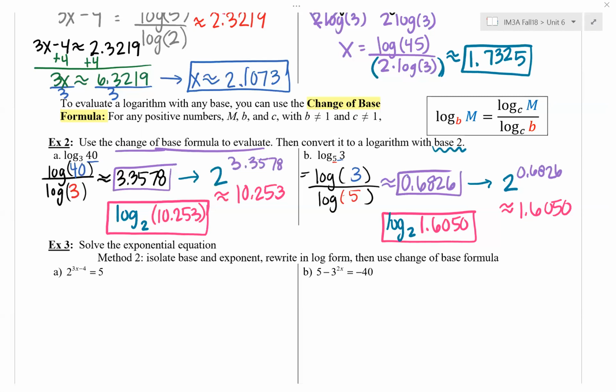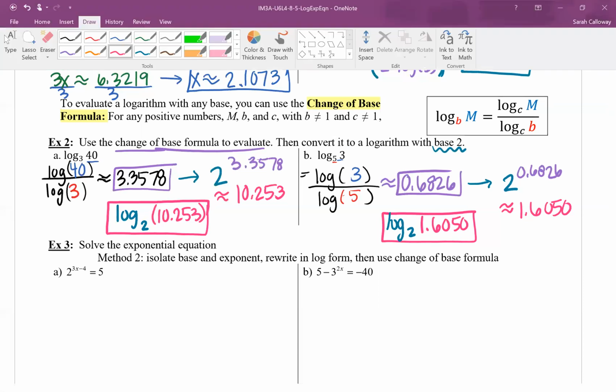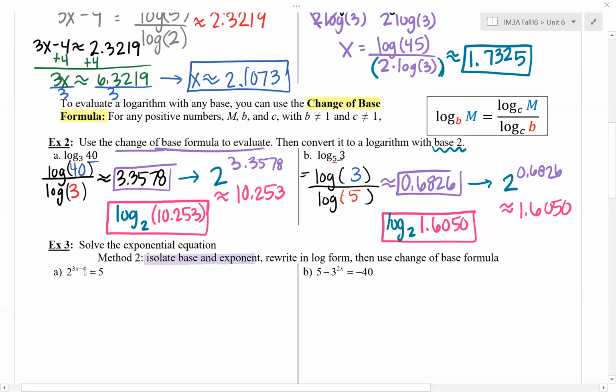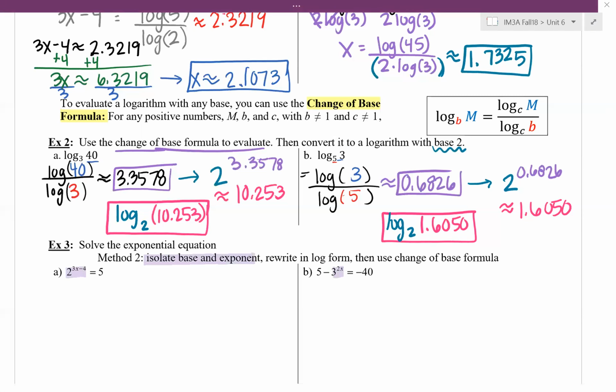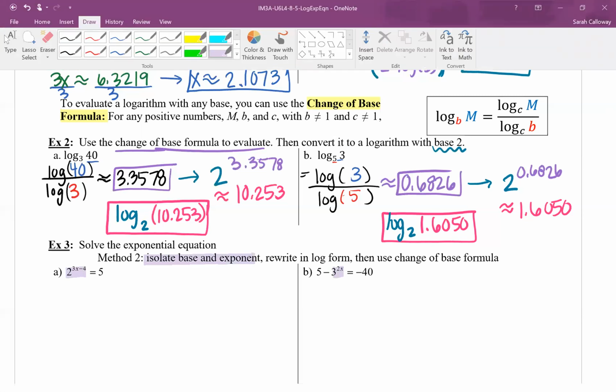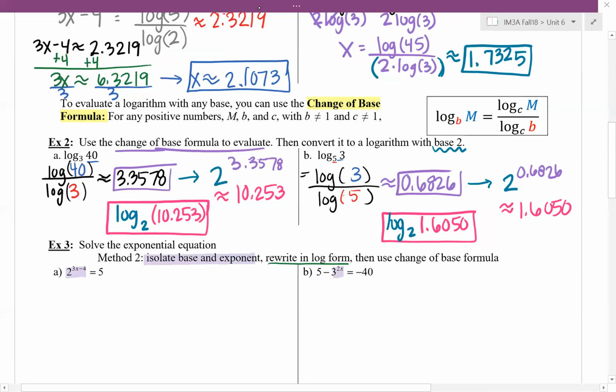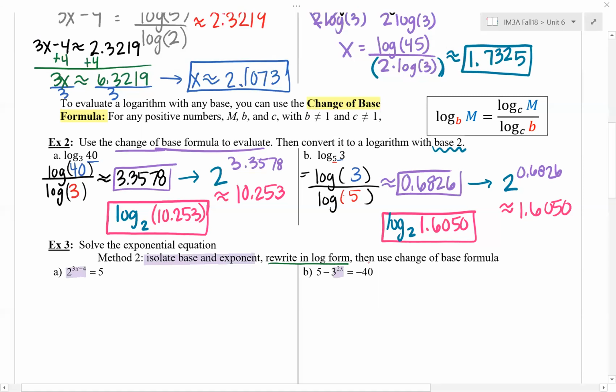Okay, so the first part is the same. We still want to isolate our base and exponent first. So we want to get those pieces the same. So the beginning of this process is the same no matter which method we're doing. The change is we are then going to rewrite in log form and then use the change of base formula. Okay. And so instead of using the power properties and dividing out logs, getting a log on both sides, rewriting in log form and using the change of base formula is our new method.